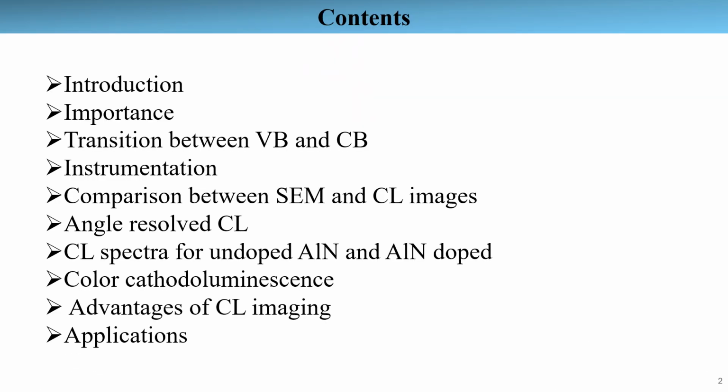Let's start. These are the contents I will discuss in detail: introduction and importance of CL, transition between valence band and conduction band, instrumentation, comparison between SEM and CL images, angle resolved CL, and CL spectra for undoped and doped aluminum nitride, color cathodoluminescence, advantage and applications of CL imaging.